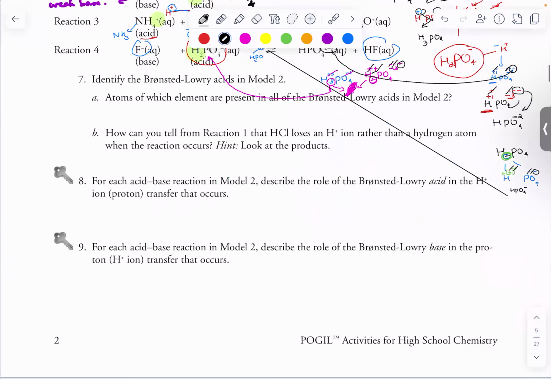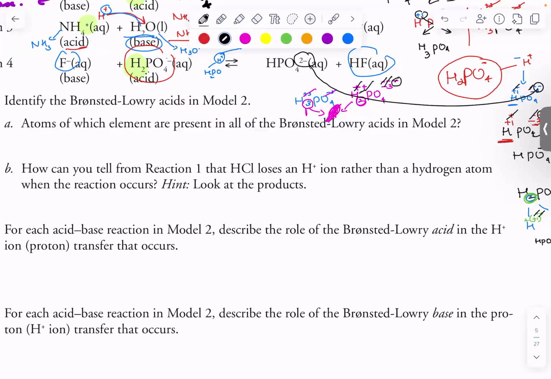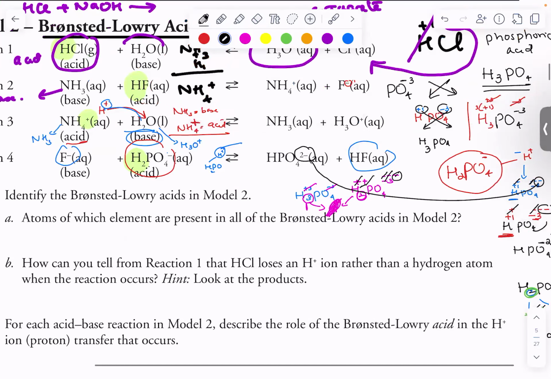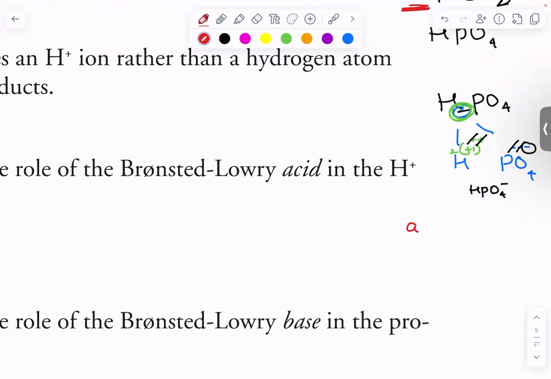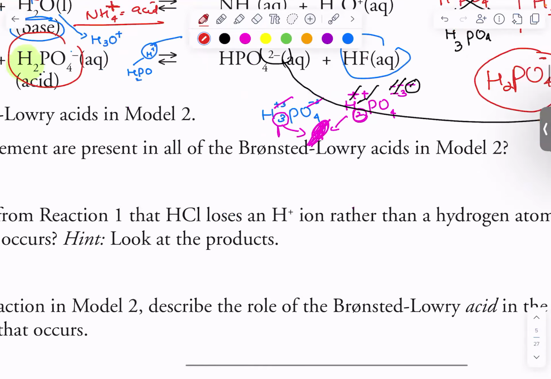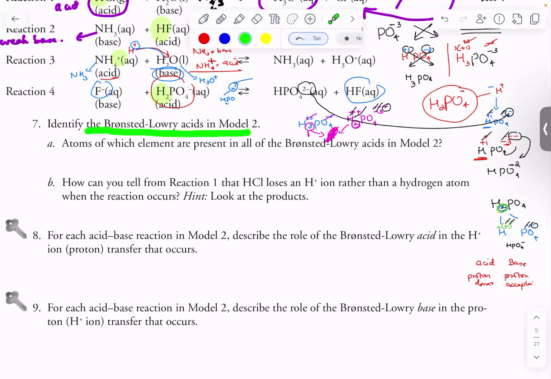So should we start the next question now? Yes. Okay. Identify the Bronsted-Lowry acid in model 2. This is model 2. So always keep this in mind. I'll write it here. Acid is a proton donor. Base is a proton acceptor. Now, let's do this. Identify the Bronsted-Lowry acid in model 2. You simply need to identify the acid.